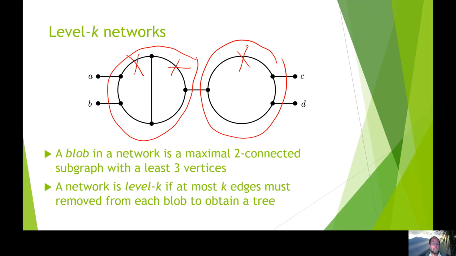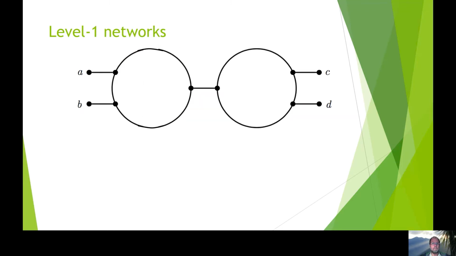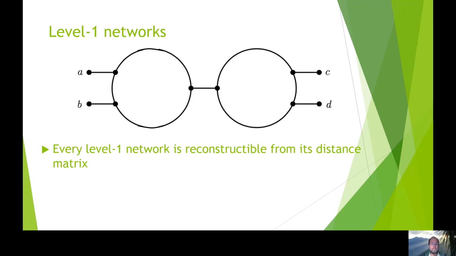So we know that level 0 networks can be reconstructed from their distance matrices because a level 0 network is a tree. So what about level 1 networks? Well, here's a simple example of a level 1 network with 2 blobs. And in fact, one of the results that we proved in both of the papers I mentioned is that every level 1 network can be reconstructed from its distance matrix. So as with trees, it's a nice observation.